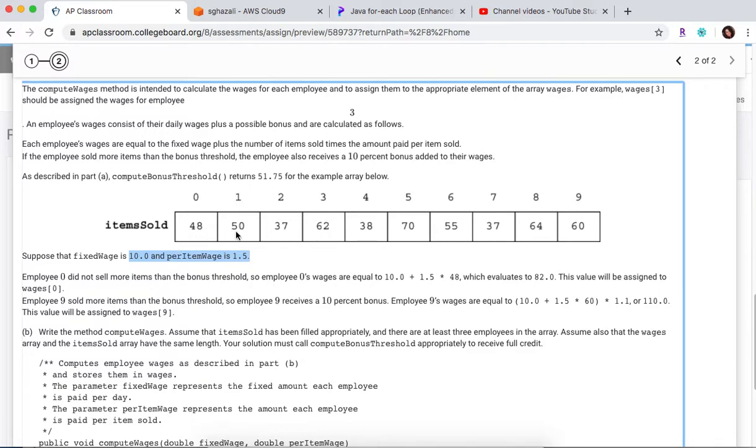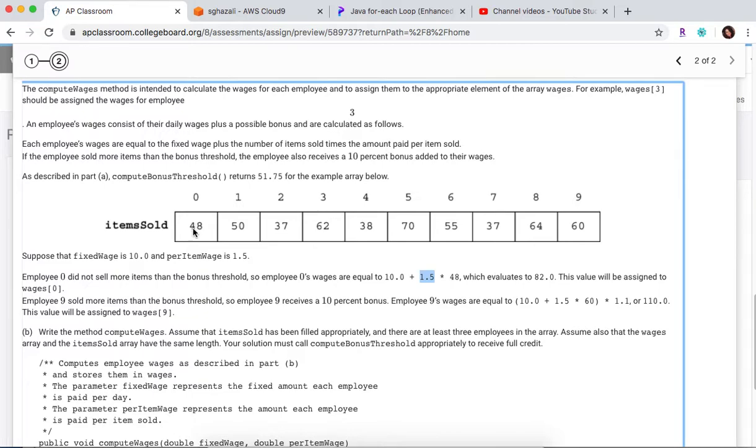Okay, so for any employee that doesn't make the bonus threshold, this is how they're calculating their wages. So for employee 0, their wages are just the fixed wage, which is 10, plus they're taking the 1.5, which is the per item wage, and multiplying it by how many items they sold. So 10 plus 1.5 times 48. That's pretty easy, right? It's just a formula. It's the fixed wage plus per item wage, which is 1.5 in this case, multiplied by this element, how many items they sold.